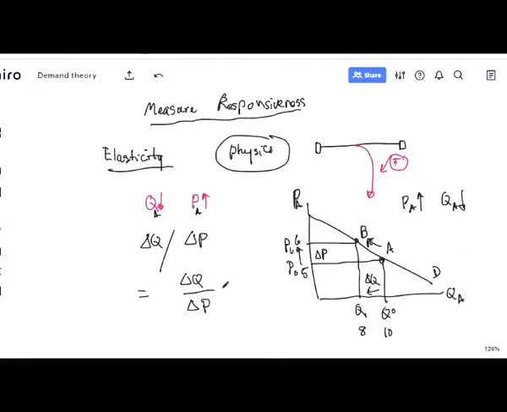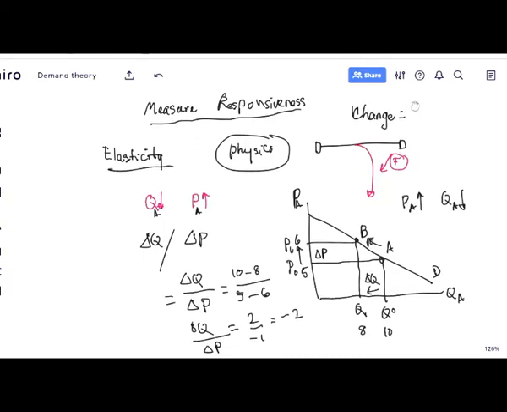So what is happening now mathematically? Change in quantity went from 10 to 8, so it is 10 minus 8. And how much is the change in price? 5 minus 6. What is the equivalent of this? This is equivalent of 2 by 1 minus 1, which is equal to minus 2. So we said this is the change in Q divided by change in P, equal to minus 2.